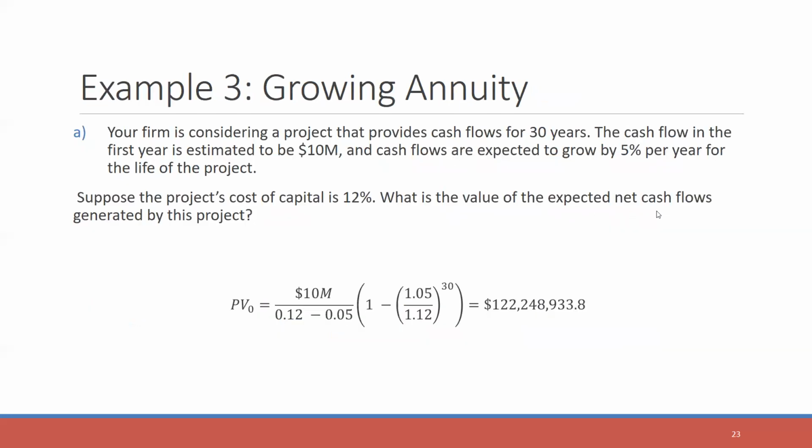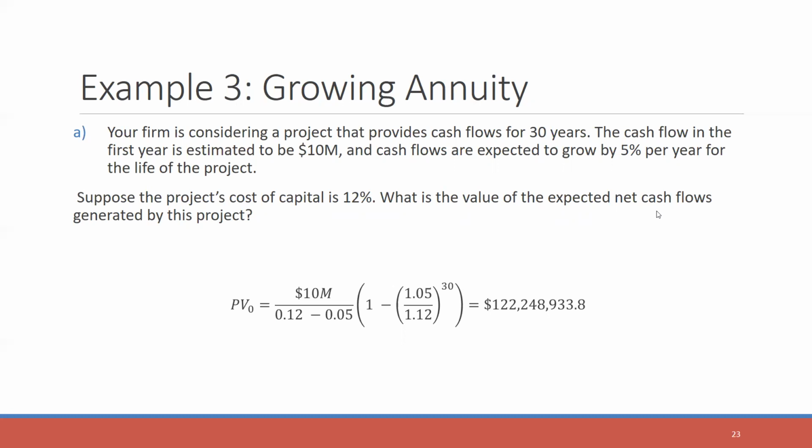Your firm is considering a project that provides cash flows for 30 years. The cash flow in the first year is estimated to be 10 million, and cash flows are expected to grow by 5% per year for the life of the project. Suppose the project's cost of capital is 12%. What is the value of expected net cash flows generated by this project?